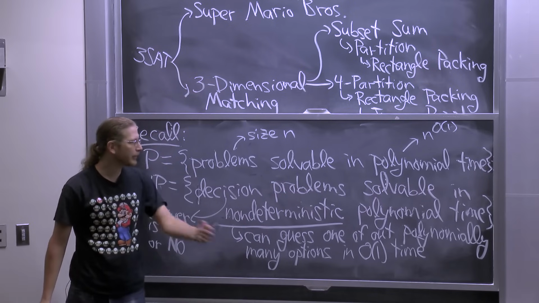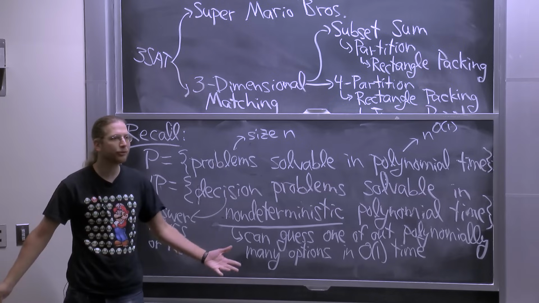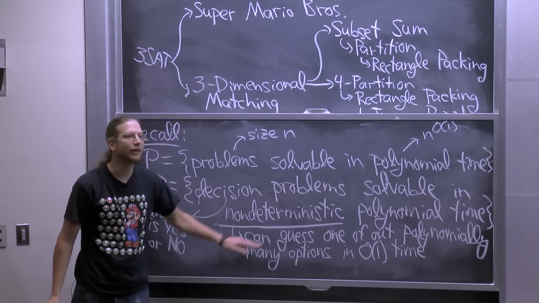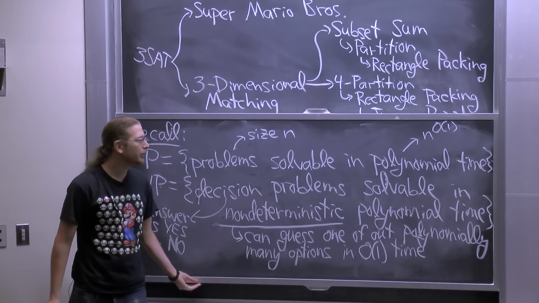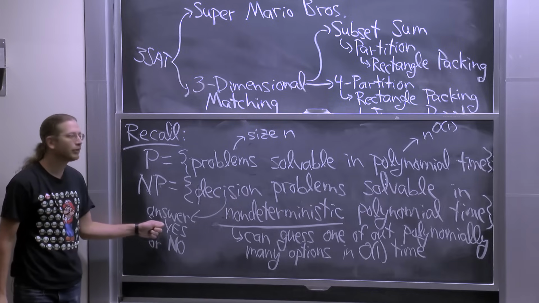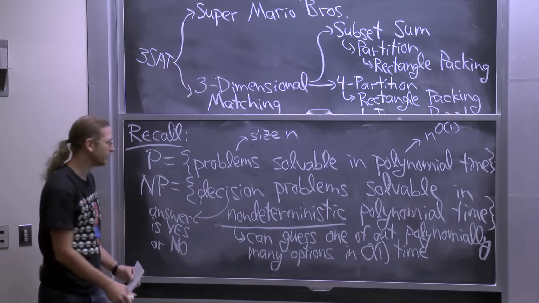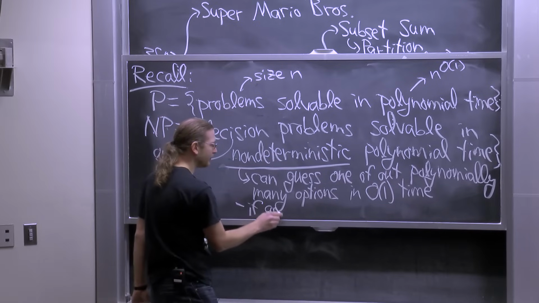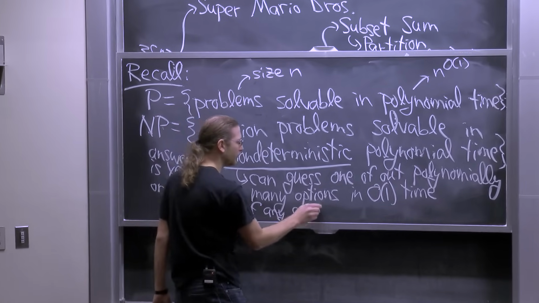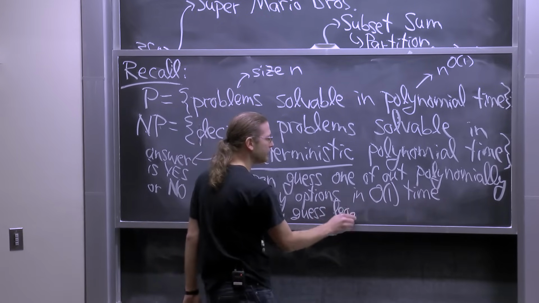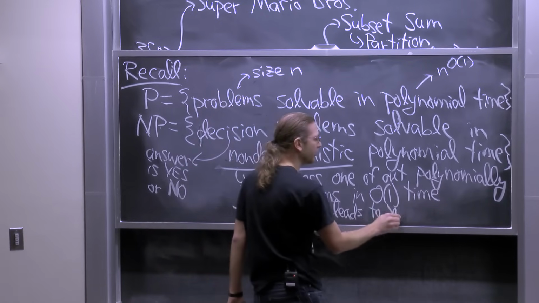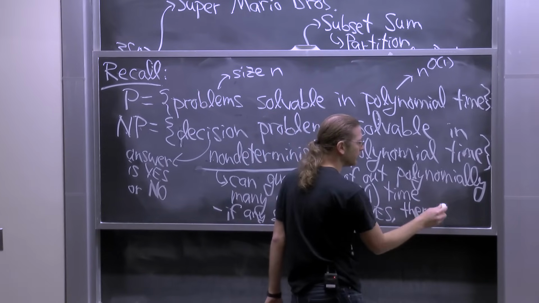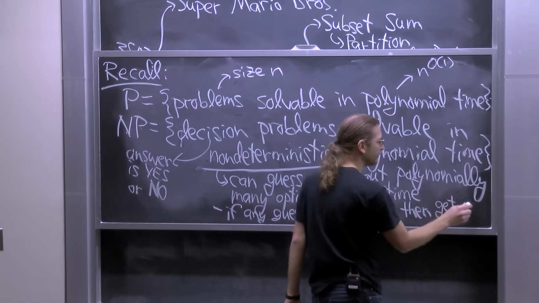I give the computer polynomially many options I'm interested in. The computer is going to give me one of them. It's going to give me a good guess. Guess is guaranteed to be good. And good means here that I want to get to a yes answer if I can. So the formal statement is, if any guess would lead to a yes answer, then we get such a guess.